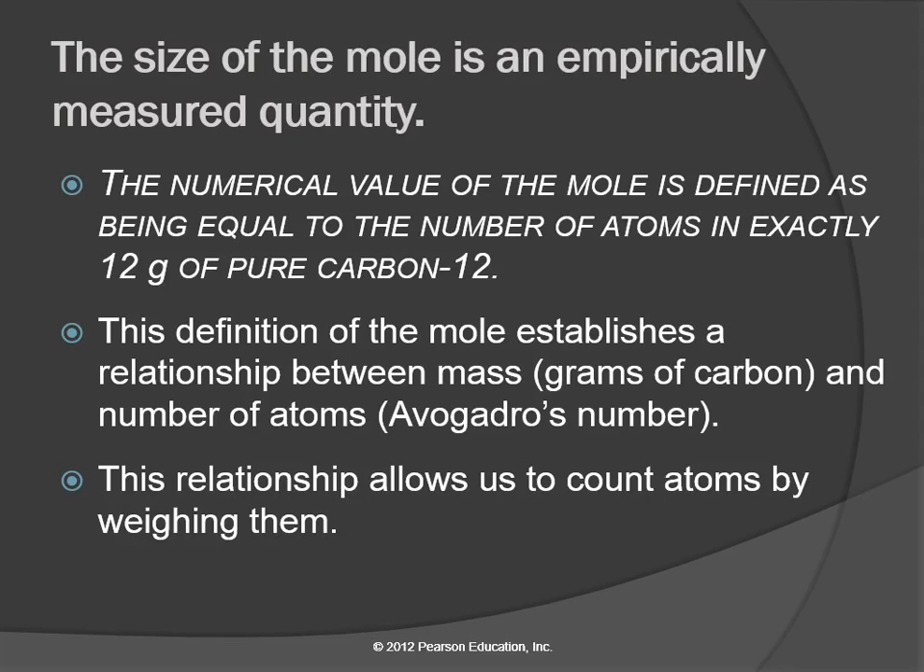It has a mass number of 12, right? So this is a carbon atom, and carbon atoms have 6 protons. If it has a mass number of 12, it must have 6 neutrons as well. So it has 12 of these massive particles, relatively speaking, in its nucleus. And so it's defined in such a way that 12 grams of carbon-12 is going to contain 1 mole of carbon atoms. This gives us a relationship between the mass in grams and the number of atoms. And this is what allows us to count by weighing.